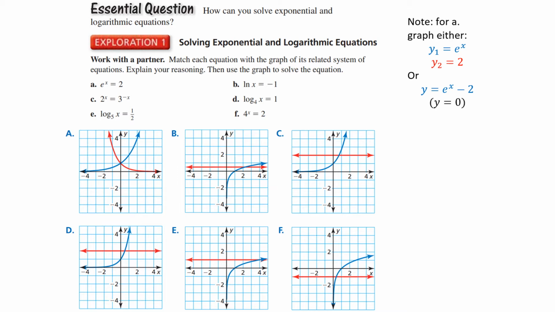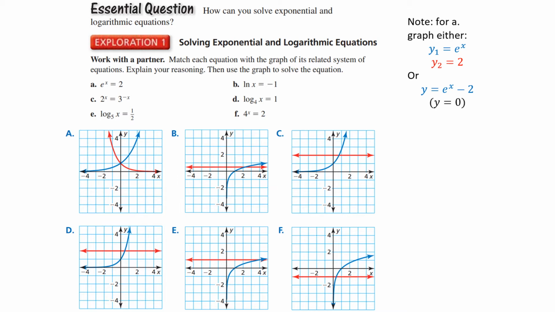E to the x is exponential growth because the base is 2.7. So which one is it? Is it C or is it D? It's a little bit difficult to tell at the outset because they both go through the point 0, 1 for the y-intercept. They both intersect when y equals 2. So then we can go to another point.